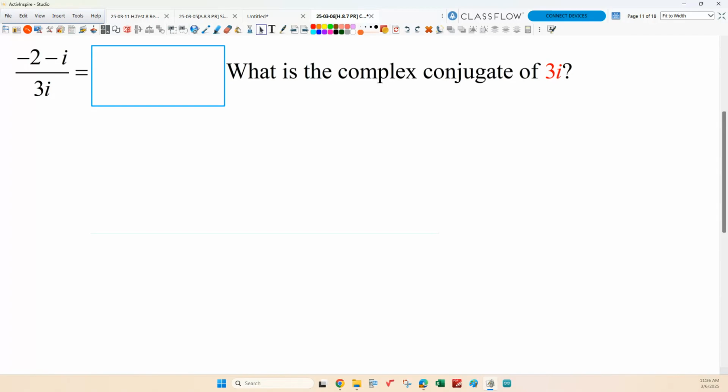The kind of thinking we did when we rationalized the denominator is going to be similar to this. What could I multiply the top and the bottom by to get rid of that i in the bottom? I could just multiply by i, couldn't I? If I multiply the bottom by i, I'm going to get 3i squared, which ends up being negative 3, right? That works.